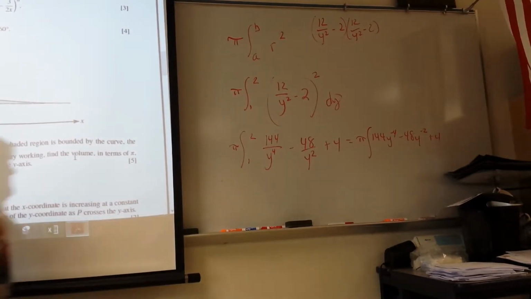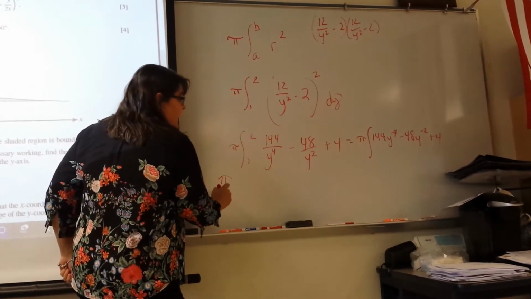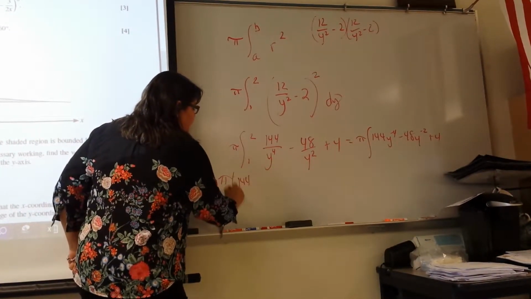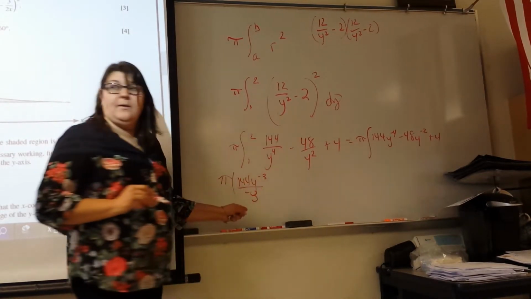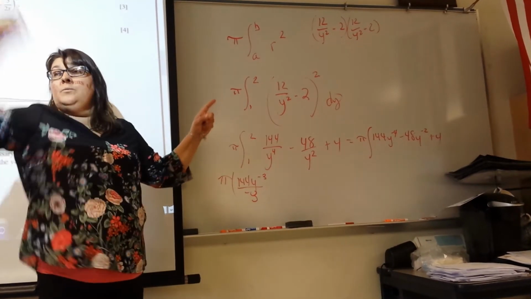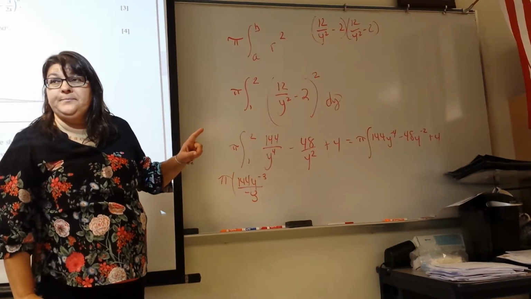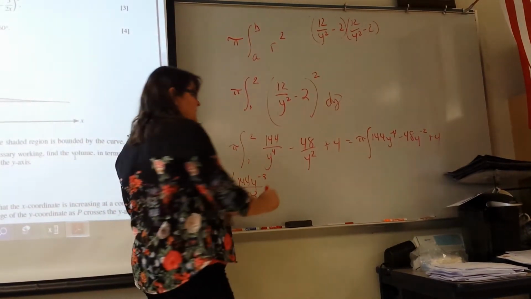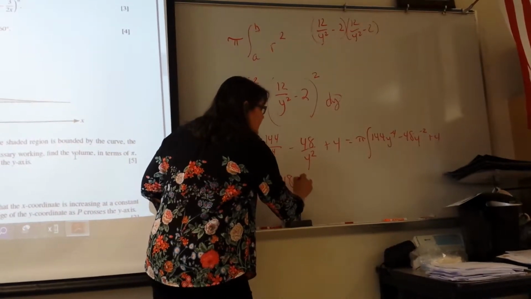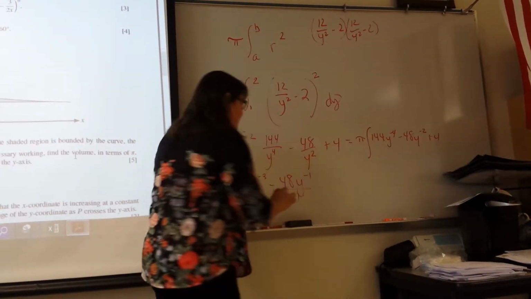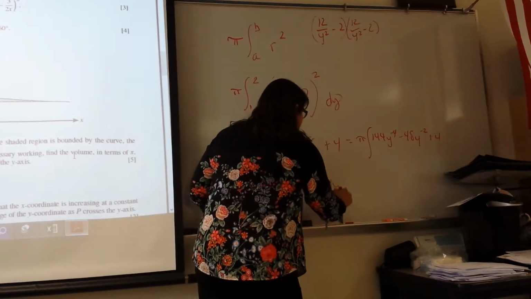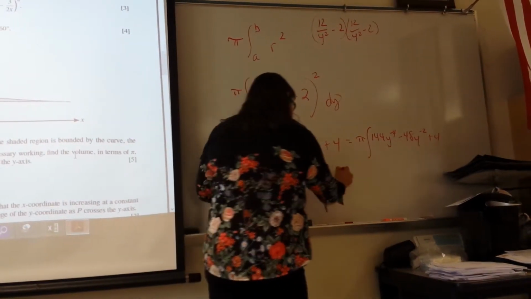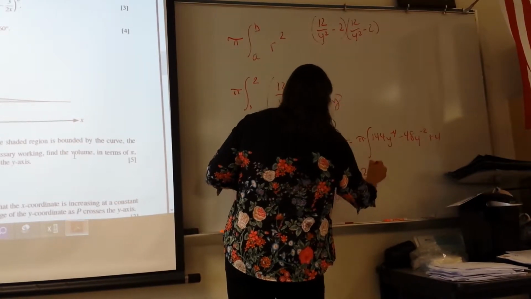Okay, so integrate. So we have pi, 144 y to the -3 over -3. Is everybody okay with that? Add one whole, put it over itself. Integration. And then minus 48 y to the -1 over -1, and then plus 4y, from 1 to 2.